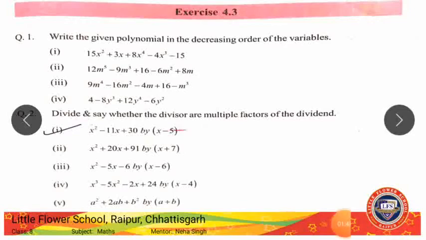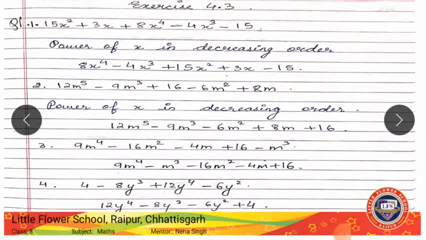So we'll move on to the solution like this. First we'll write the power in decreasing order, and then x power 4 term will come first, then x cube, minus 4x cube, then plus 15x square, then 3x, and then minus 15. Similarly in the second question also, powers will be arranged in the decreasing order.